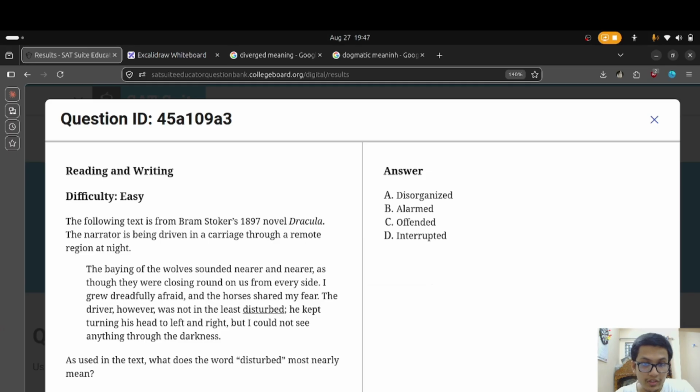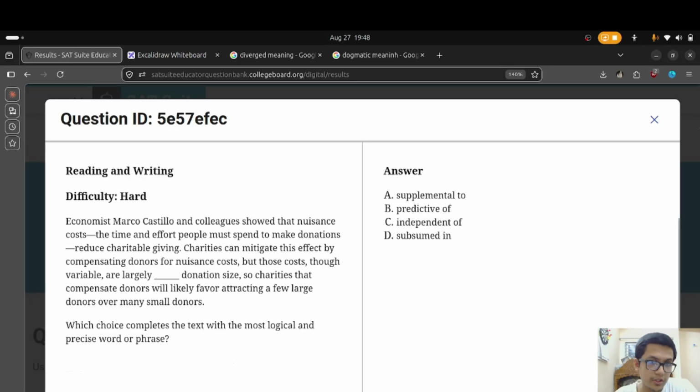Now you might get confused that he kept turning his head left to right, which means he was alarmed. But no, we will focus on this sentence here. Was not in the least disturbed, which means he was not alarmed. So that's what the question of the meaning is. So okay, let's go to the next question.